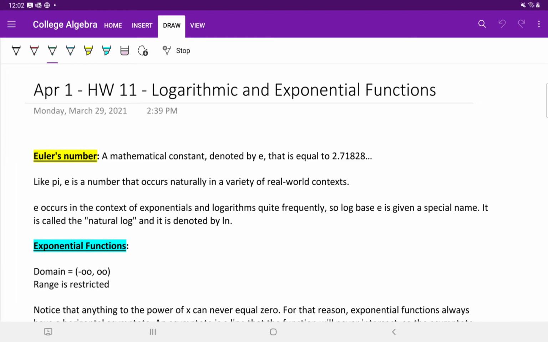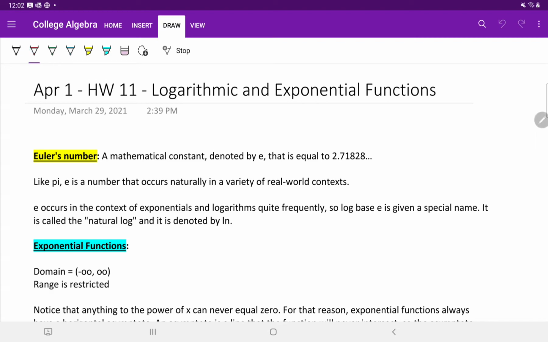Euler's number is a constant, denoted by the letter e, and this constant is equal to 2.71828... It goes on forever. It is a never-ending decimal number. It's irrational, a lot like pi.